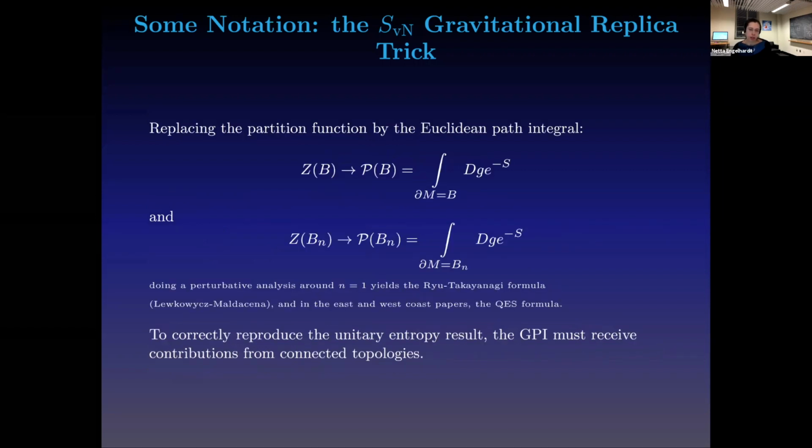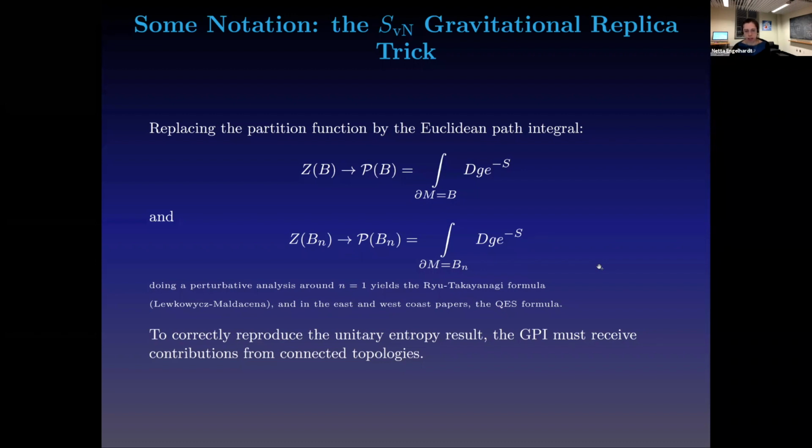Now, one thing that we often do in AdS/CFT is replace the partition function with the Euclidean path integral. And so Z of B is replaced by the Euclidean gravitational path integral with boundary conditions B, and Z of B sub n is replaced by the gravitational path integral with boundary conditions B sub n.